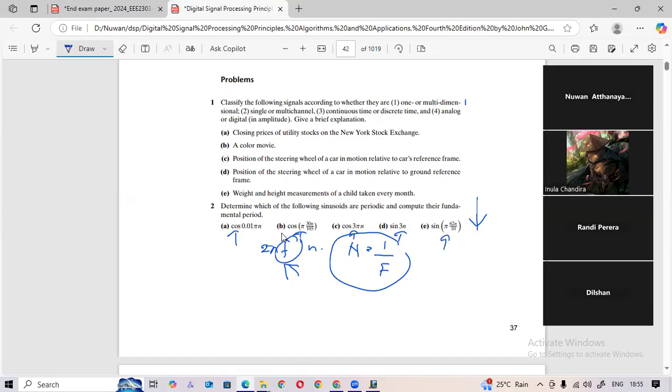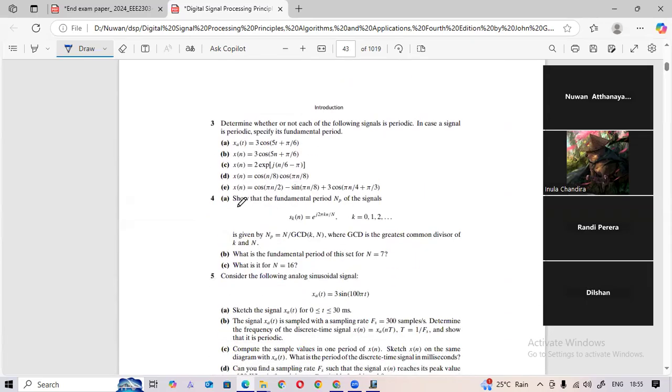And also, I think this is somewhat important, I hope. Can anyone tell me, is this signal a periodic signal or not? Is this periodic or not? Can anyone tell me?